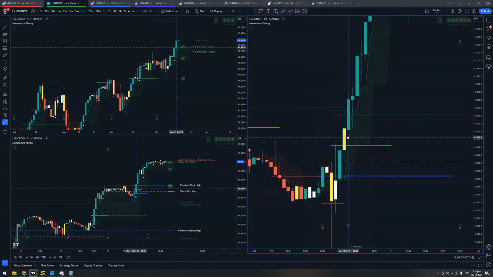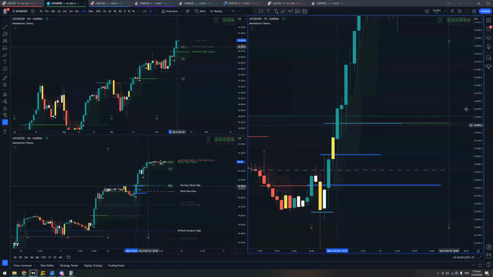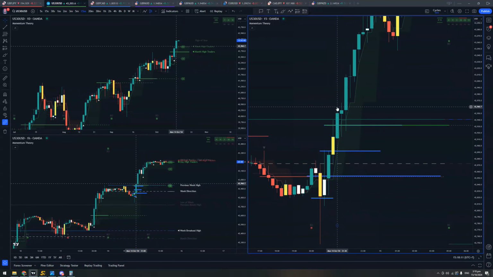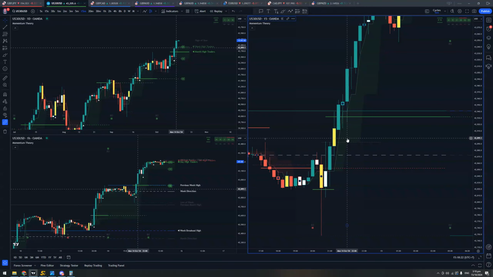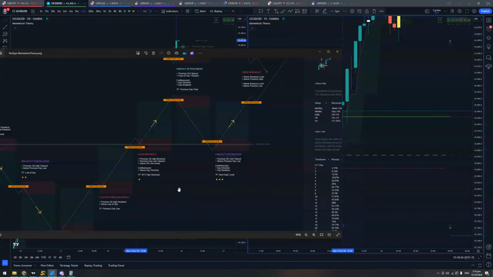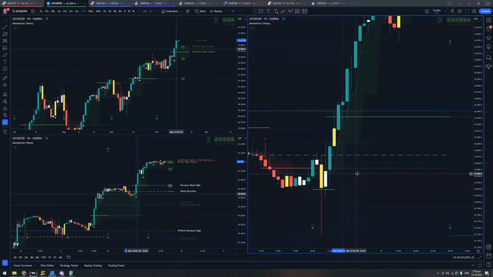So I waited one more bar, next bar, faked out the H8 high. So again, don't like to trade right after a higher time frame fake out. So waited until price got above the previous day high and the previous week high. So once this candle closed above these levels, I saw that it broke out of the previous day high and the previous H8 high. So that's a breakout setup. Previous H8 high breakout, previous day high breakout. That's a breakout setup for me.